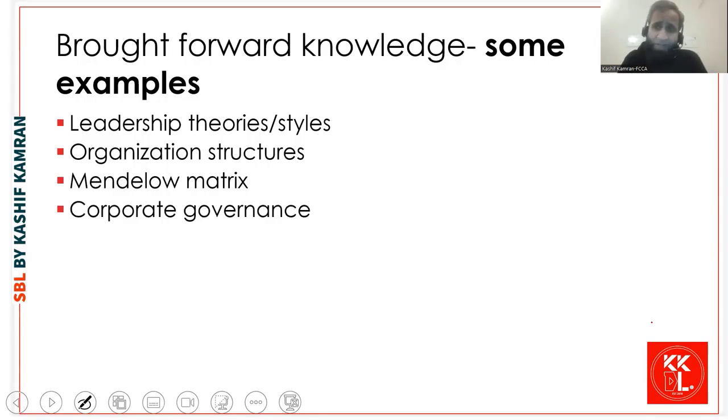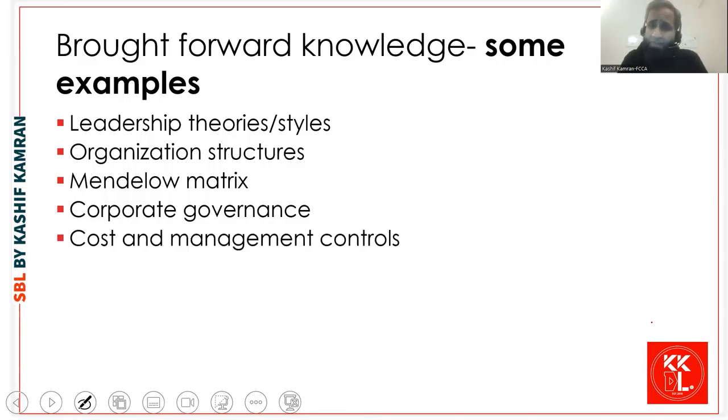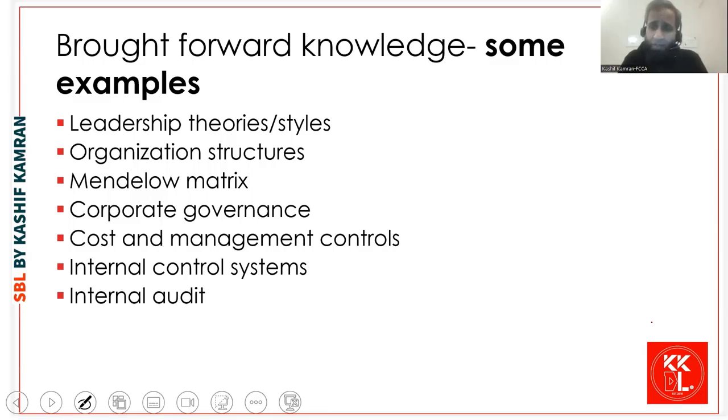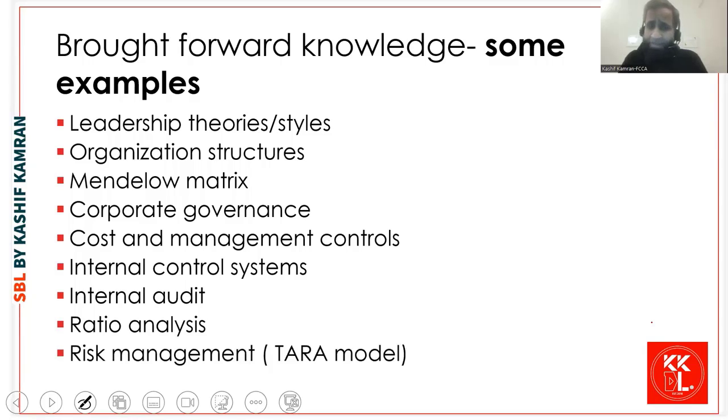Corporate governance, you must have done that in F1, F4, and F8 papers. Cost and management controls, somewhere around the F5 paper. Internal control systems, somewhere in the F8 paper. Internal audit in the F8 paper. Ratio analysis in the F7 paper. And risk management, the TARA model, somewhere in the F9 paper.